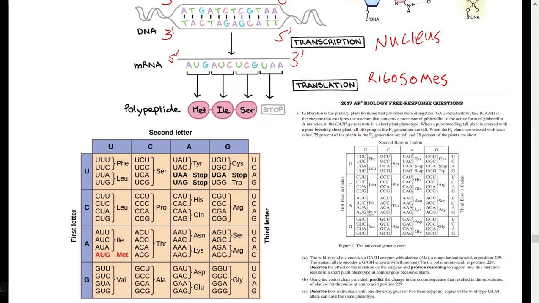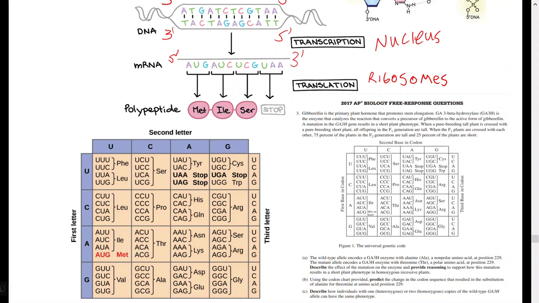When a pure breeding tall plant is crossed with a pure breeding short plant, all offspring in the F1 generation, that first generation, are tall. And hopefully you've reviewed genetics. Again, I may get a video on that, but I can't promise. When the F1 plants are crossed with each other, 75% of the plants in the F2 generation are tall, and 25% of the plants are short. And so we have this universal genetic code, the codon chart.